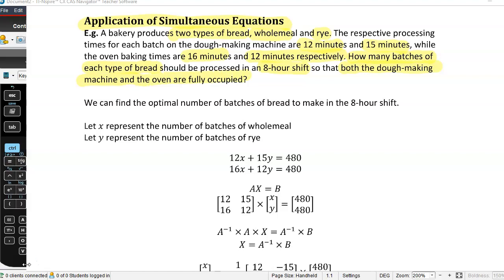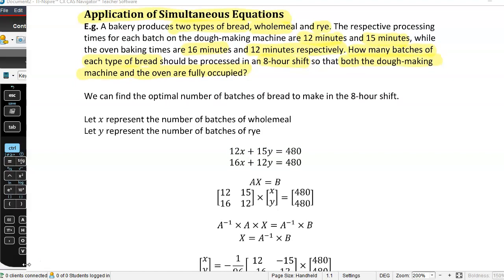So we're wanting to make sure that those machines are used all the time throughout that 8-hour shift, so we are making as many batches of bread as we can. So we want to find the optimal number of batches of bread to make in an 8-hour shift. So we're going to use X to represent the number of batches of wholemeal and Y to represent the number of batches of rye that we can make.